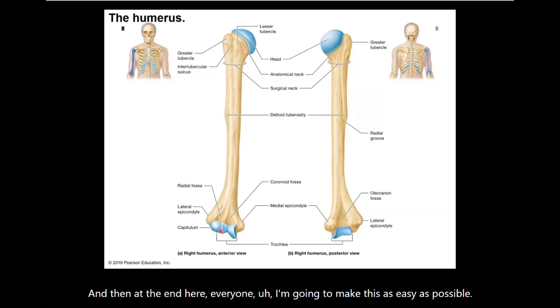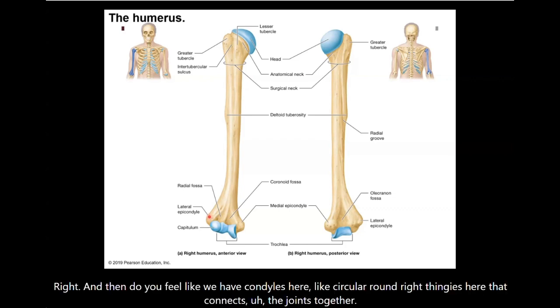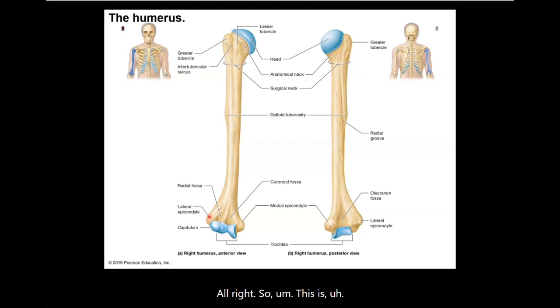And then at the end here, everyone, I'm going to make this as easy as possible. Do you remember the term condyle? We said it's something round, a round part of the bone that is sticking out, right? And remember I said in a lot of places we're going to see condyle. Condyle is that round, circular-shaped thingy, and we see condyles in places where we have joints, okay? For example, do we have a joint here, right? And do you feel like we have condyles here, circular, round thingies that connect the joints together? All right.